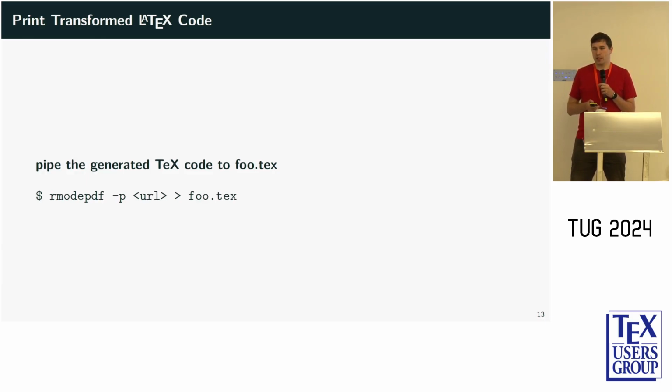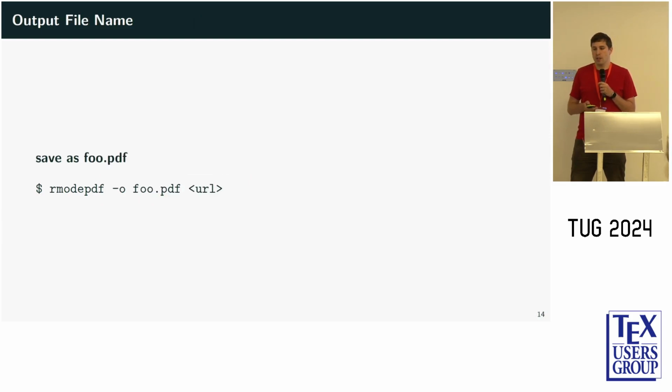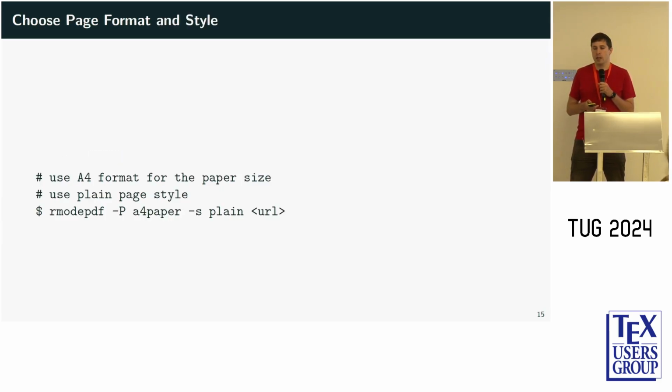By default, the script automatically compiles the document. It detects how many times it needs to run. But if you want to get the text source, you can use the P option. You can also give it the O option to give it another name, because by default the name is based on the title of the document.